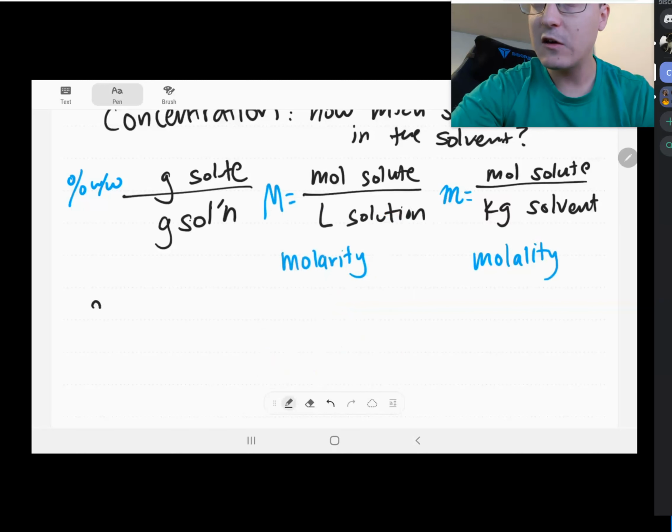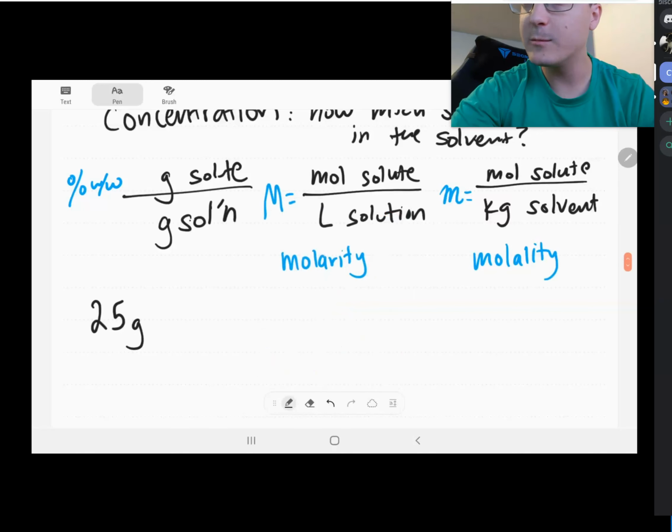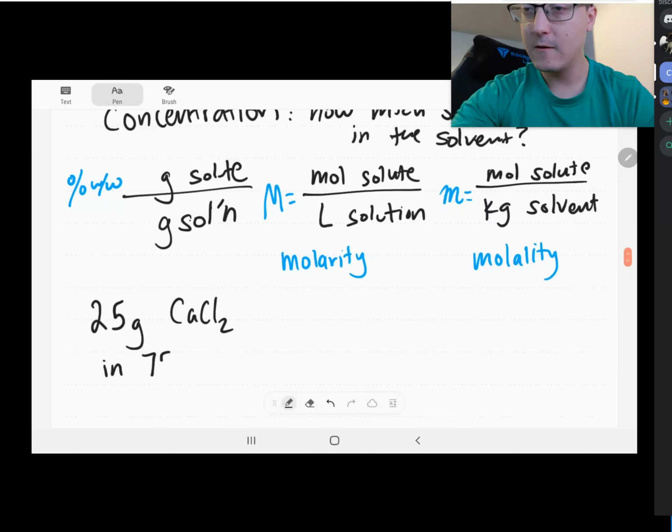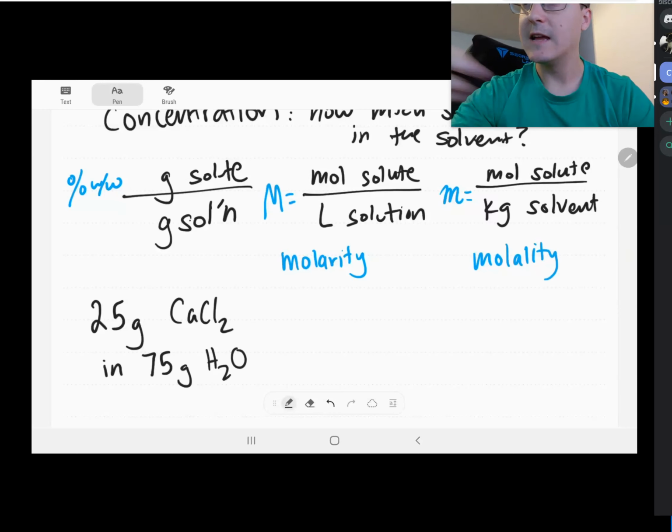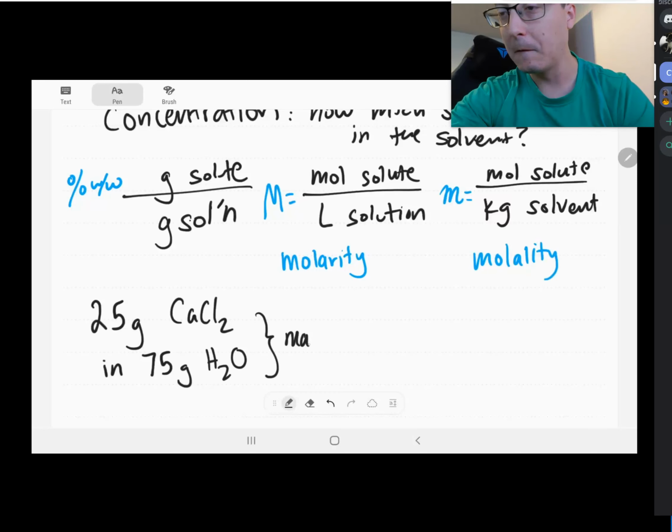Let's say I have 25 grams of calcium chloride and 75 grams of water. And this, putting it together, you make 90 mLs of solution.